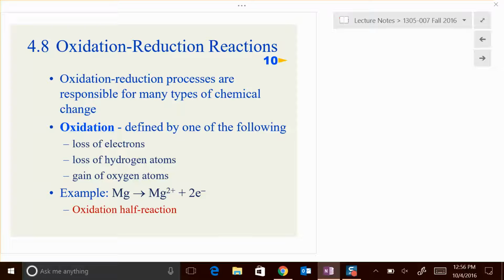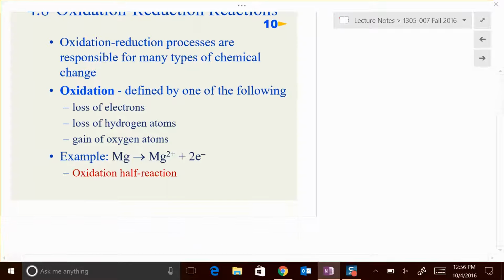So here, in their example, they give you magnesium. Magnesium's in the second column of the periodic table. What kind of ion is it going to become? Well, it's going to become a magnesium 2+ ion. What does that mean? It means it lost 2 electrons. So because it lost 2 electrons, it now has a positive 2 charge on it.